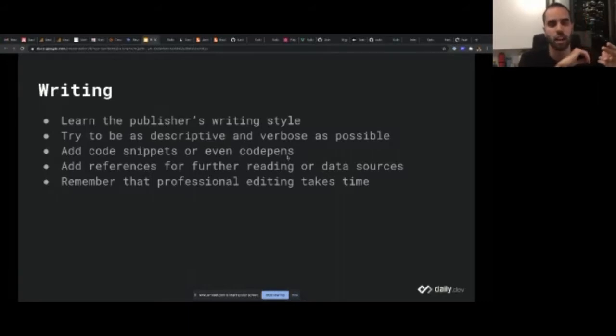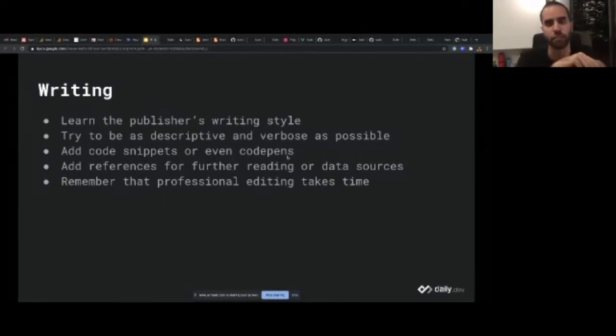Second, you have to be very, very descriptive in your writing. Once you set your target audience, you have to think about it all the time when you write the article, because if I'm targeting React beginners, I can't assume they know anything about React. So I should either explain it to them in the article, or I should refer them to somewhere else.